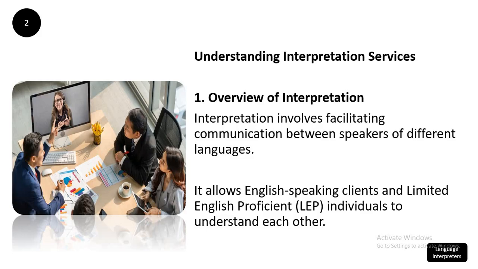When it comes to the English speaking people, we call them clients simply. Whether they're doctors, engineers, whoever is working there, and they need our assistance as an interpreter, we call them the client. And there is another person who is limited English proficient, we call them LEP. These are the individuals who do not understand each other. As an interpreter, we go and help them to understand each other.